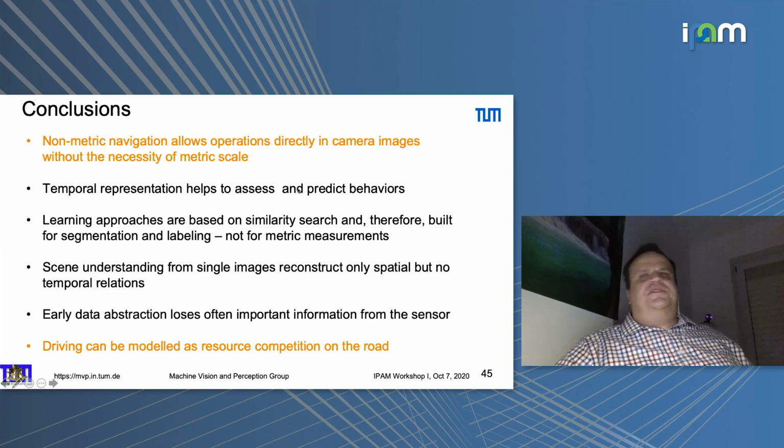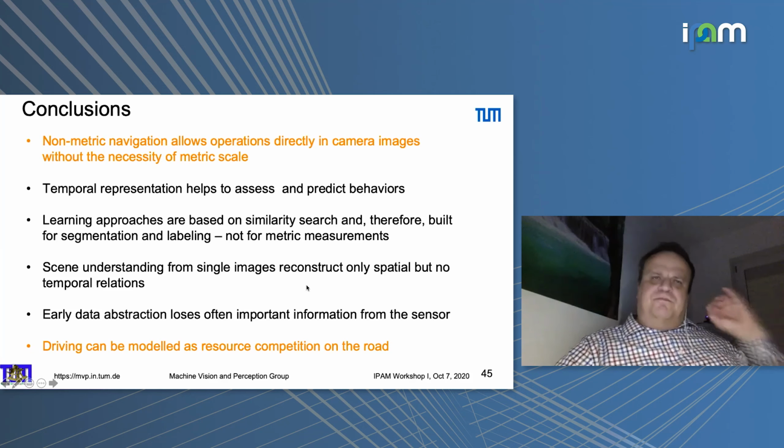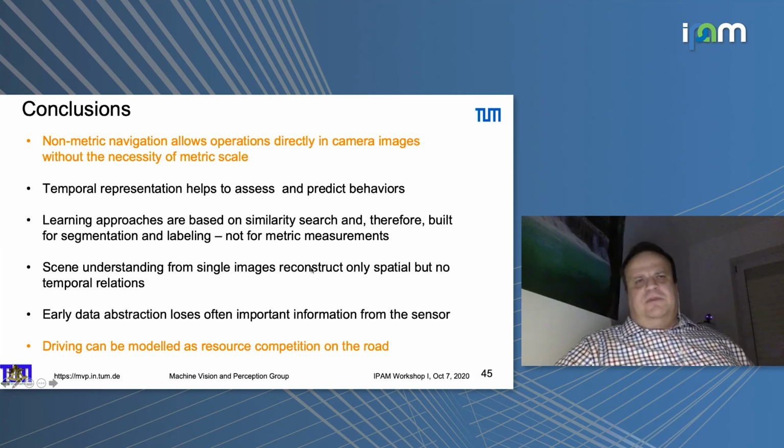So the time to collision is nothing new. This has been known since the 80s or 70s. And it's really based directly on the pixel information in the image. You don't need any calibration data to calculate it. And well, the other thing is what we try to understand is also driving as being kind of a resource competition where we try to apply a game algorithm on what's happening on the road.